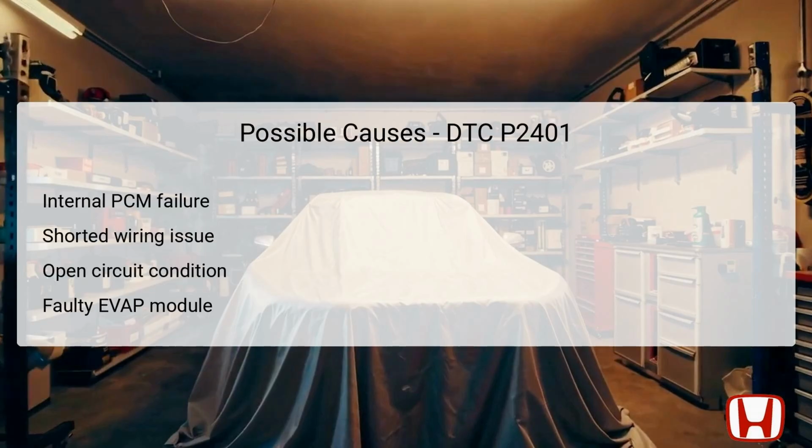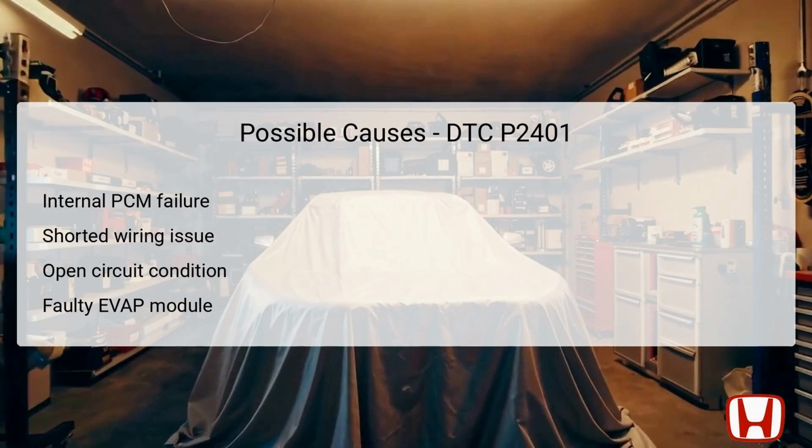Several potential causes can lead to the activation of DTC P2401. Firstly, an internal failure within the powertrain control module (PCM) could lead to abnormal voltage readings and inadvertently store this DTC. Secondly, wiring issues, such as a short circuit, can compromise the integrity of the EVAP leak check module circuits, causing low voltage conditions. This could include worn-out insulation or improper connections, leading to undesired signals being sent or received by the PCM. An open circuit condition also poses a major risk of triggering this code.